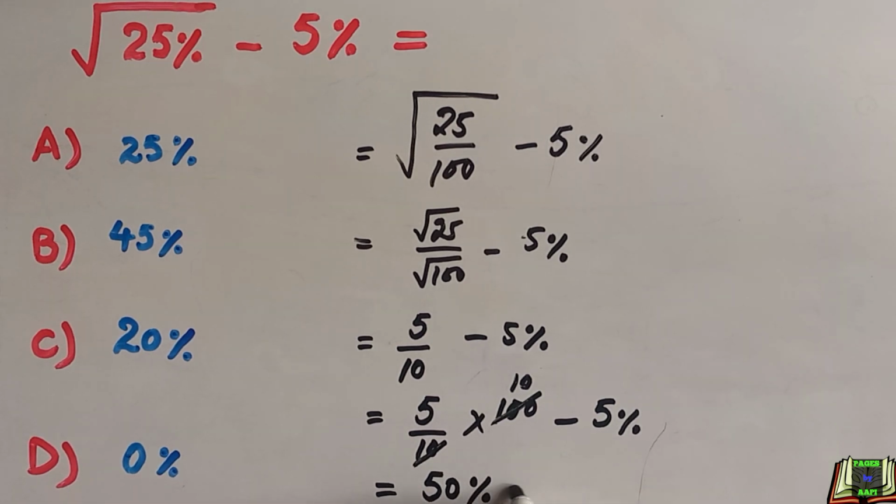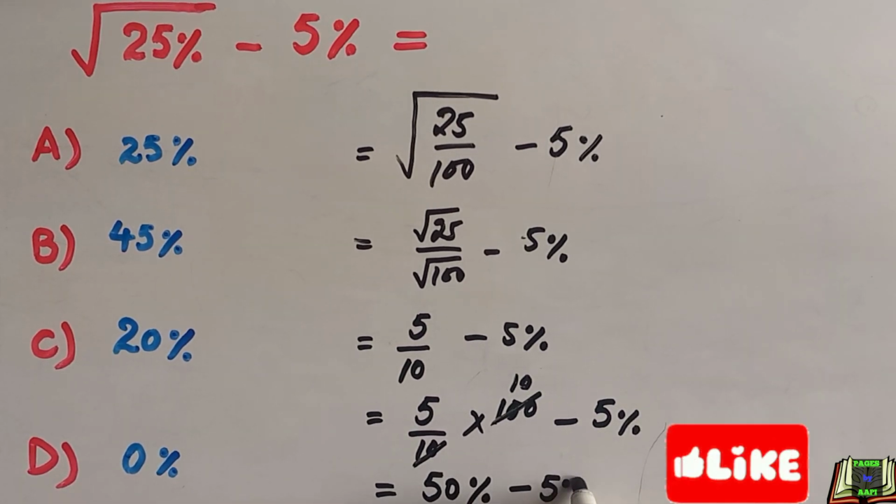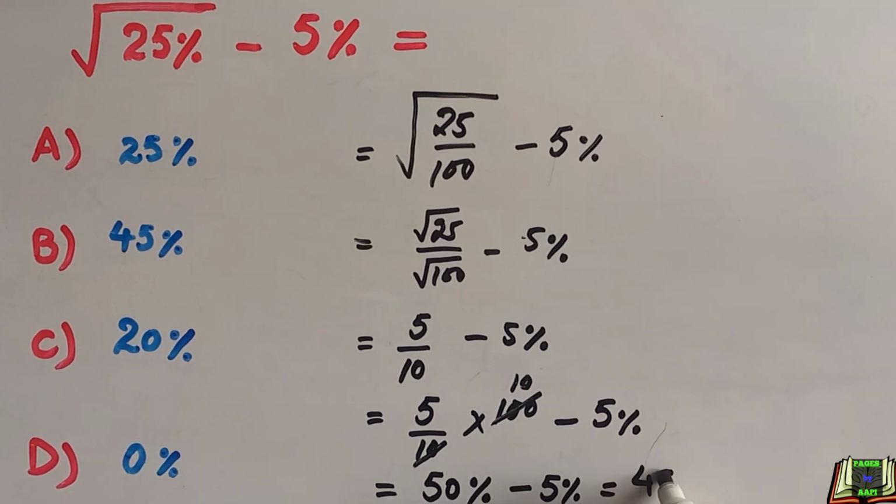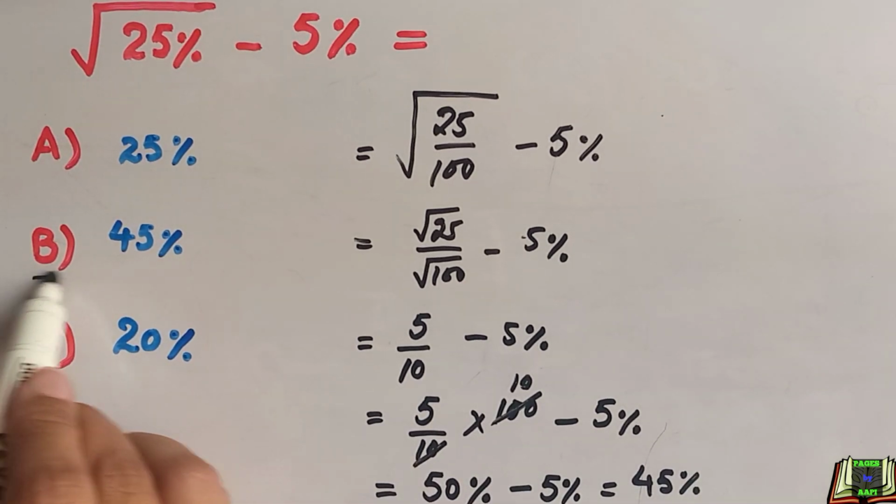50% minus 5%. Now it is easy to solve. 50% minus 5% is 45%. Means option B is the correct option.